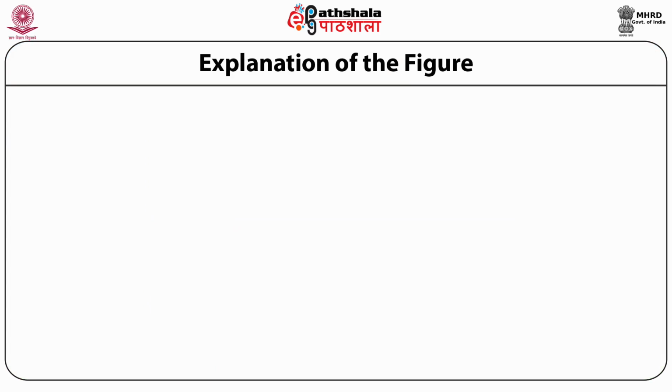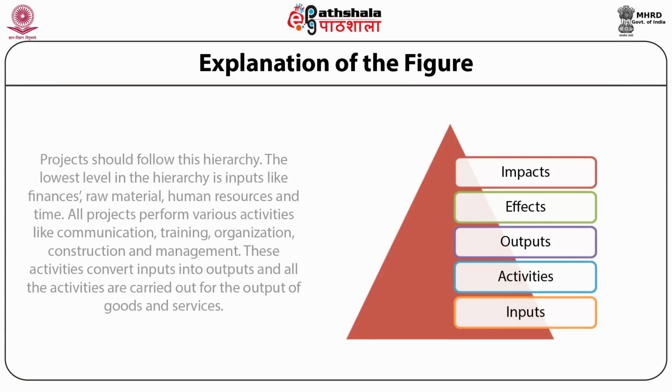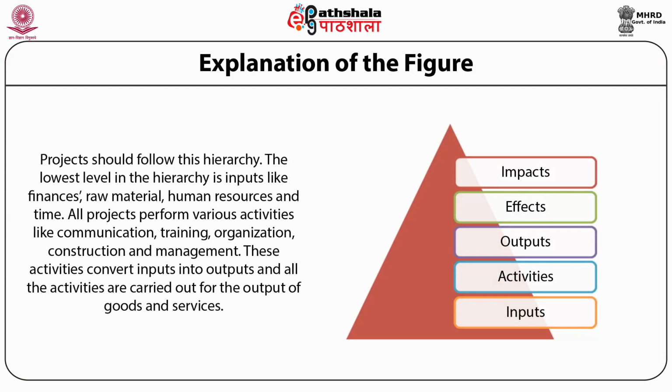Project design should start with defining the desired impact. So, we work from the top down, that is, what effects are needed to achieve the desired impact, what outputs are needed to achieve the desired effects, and so on. As is seen in the diagram, projects should follow this hierarchy.